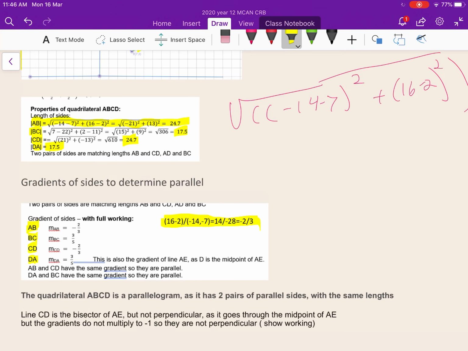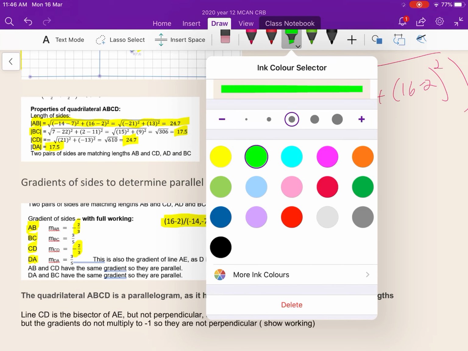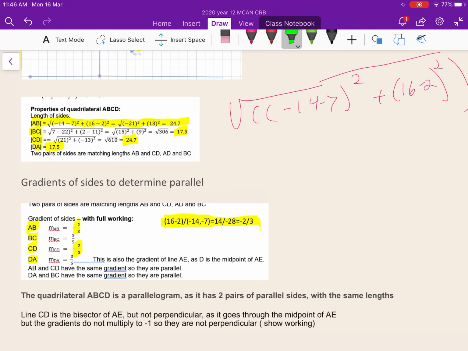And now I see that AB has the same gradient, so it's parallel to CD. And BC gradient is the same or parallel to DA. So I've got basically a parallelogram. I've now proved a parallelogram. I've got two pairs of parallel sides, and those parallel sides are the same length. And not all the lengths are the same. I've got pairs of opposite sides that are congruent and pairs of opposite sides that are parallel. I have a parallelogram.